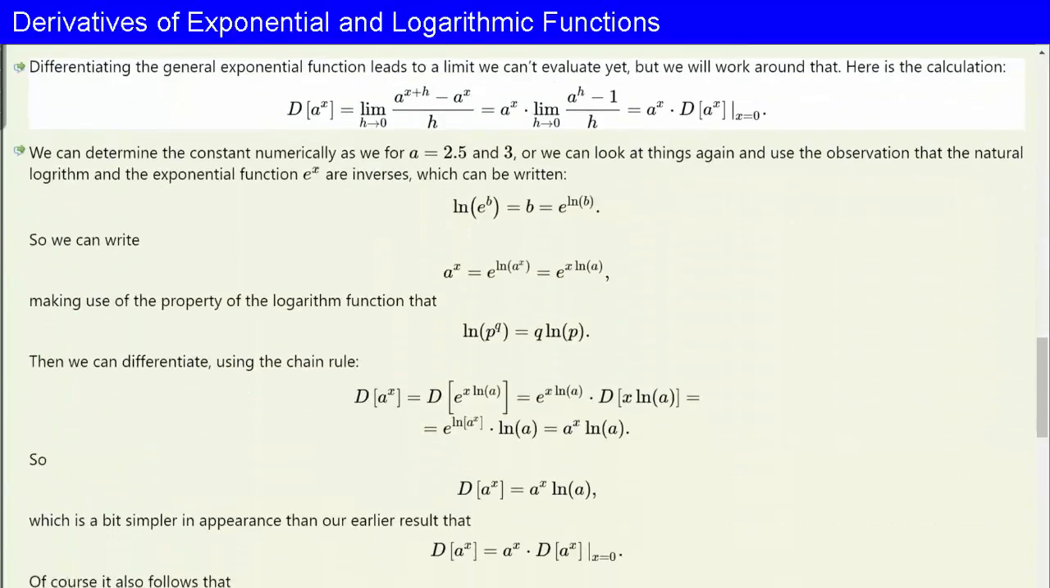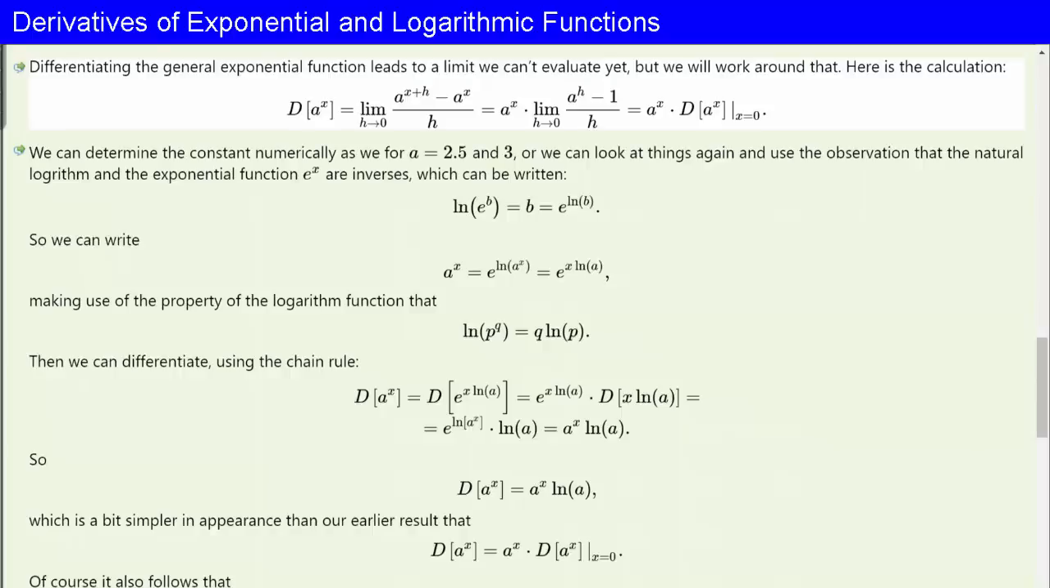This has very important implications for the growth of the function e to the x. Namely, the larger that e to the x becomes, the steeper is the slope of its tangent line, i.e., the more rapidly it grows larger. This is the first hint of the staggering growth rate of the exponential function. Differentiating the general exponential function leads to a limit we can't evaluate yet, but we will work around that.